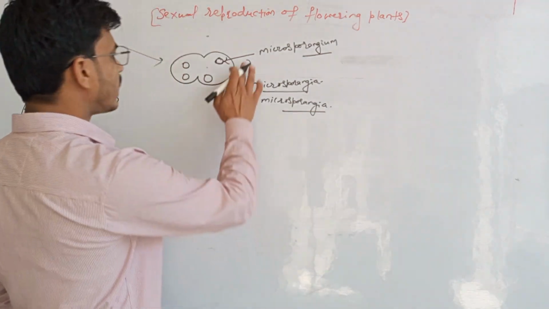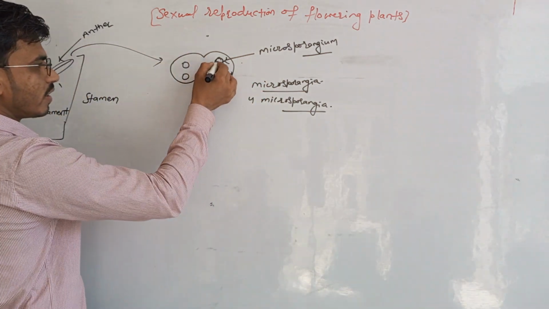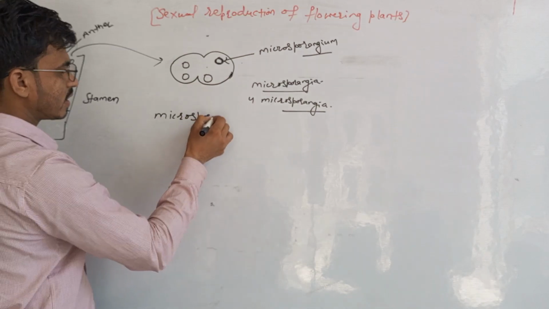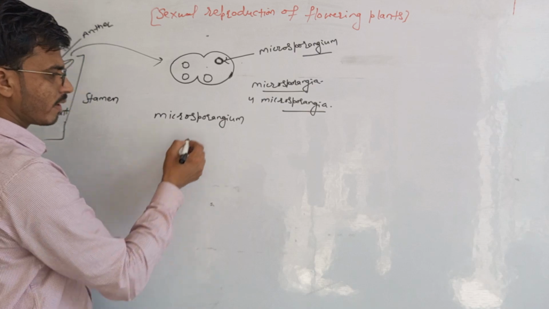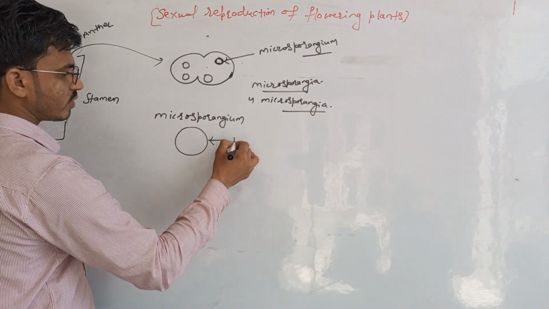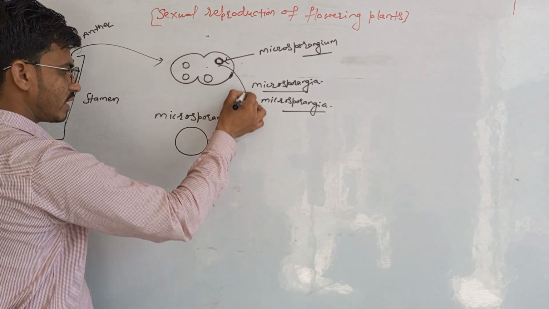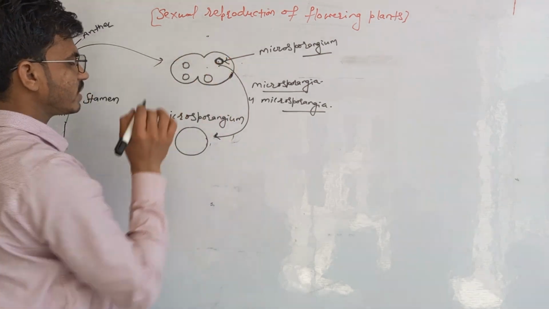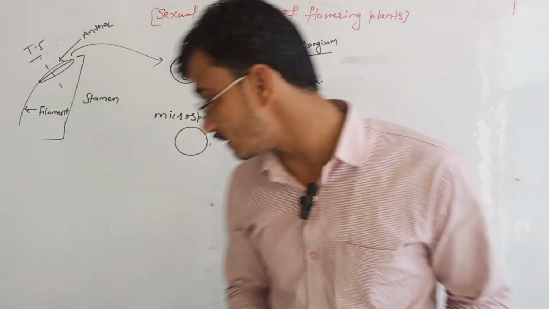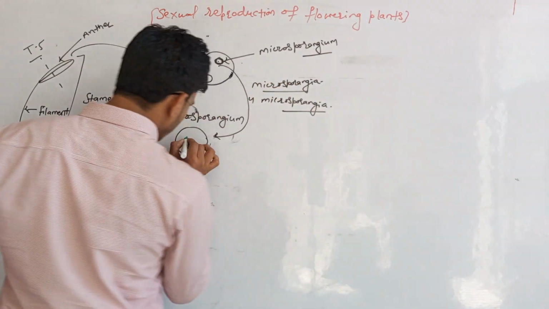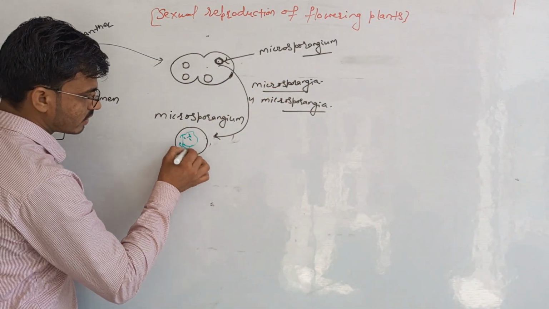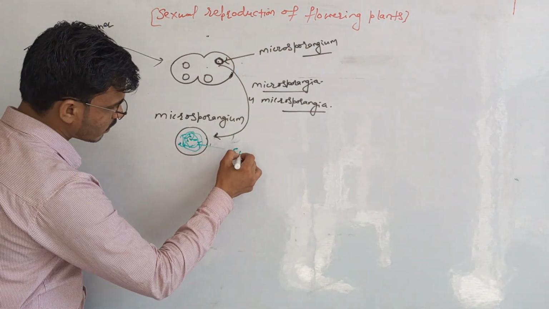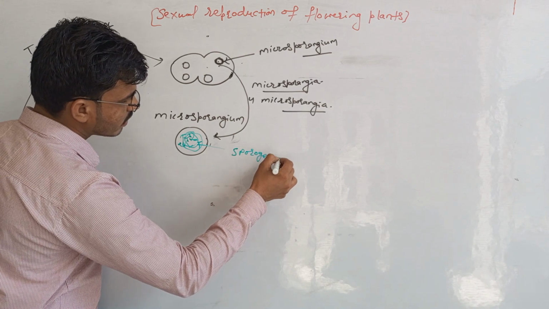Let us start the microsporogenesis process. This is the sac-like structure, and the microsporangium contains sporogenous tissue. If we consider this one here, it consists of sporogenous tissue. How is the sporogenous tissue filled inside the microsporangium? This green marker indicates the sporogenous tissue present inside the microsporangium.